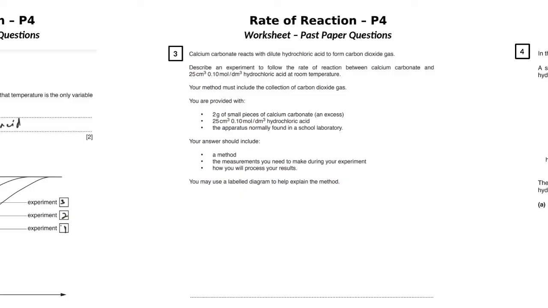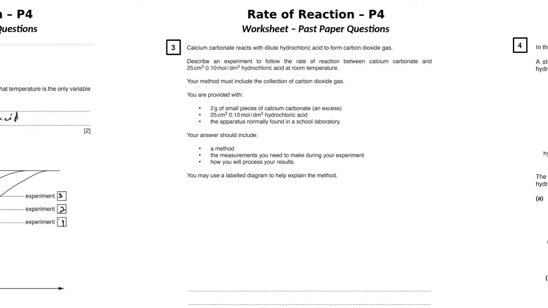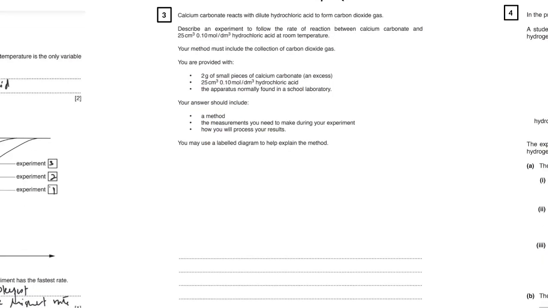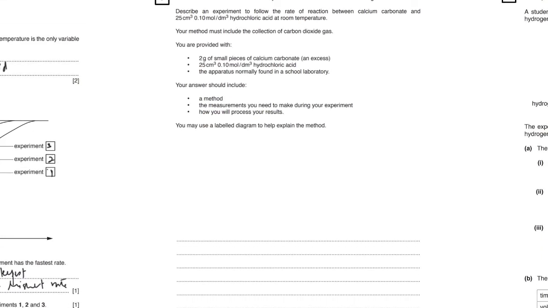So basically, we are planning an experiment in which we are adding calcium carbonate to HCl, and carbon dioxide gas is being released, and we need to formulate an answer which includes a method, the measurements you need to take, and how you will process your results. We are going to collect the carbon dioxide gas. First of all, you have to mix calcium carbonate with hydrochloric acid. You're not comparing anything, you're just simply collecting the carbon dioxide gas. You have to just write the steps for this.